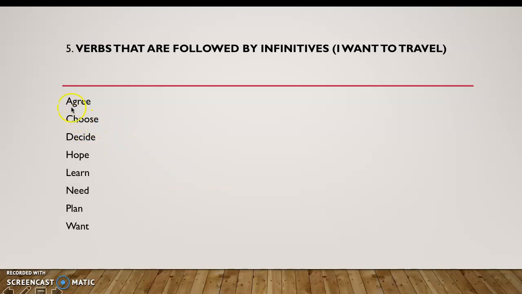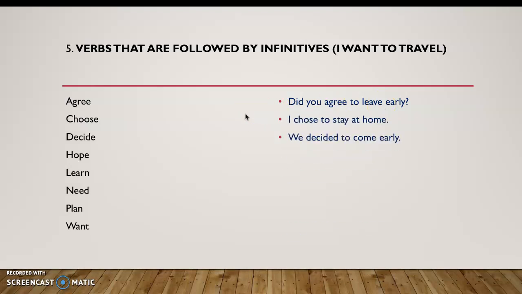And these are the ones: agree, choose, decide, hope, learn, need, plan, and want. Let's have a look at some examples. Did you agree to leave early? Agree is followed by an infinitive. Choose. I chose to stay at home. We decided to come early. I hope to see you soon. Again, hope is followed by to when it's a verb.